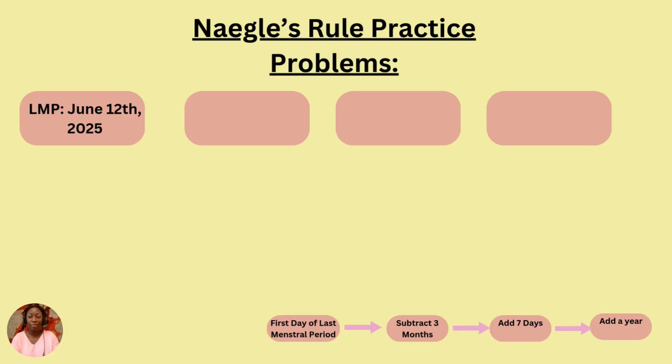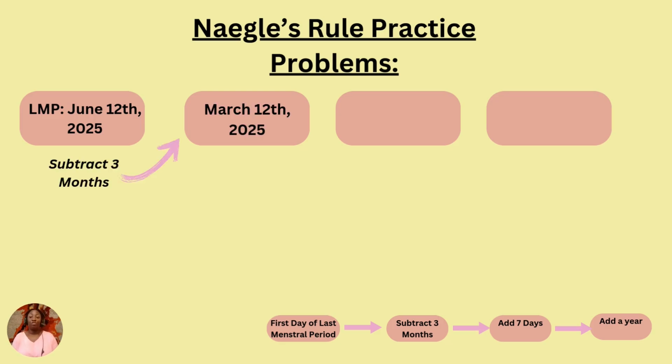The date that we're given as the first date of the last menstrual period is June 12th, 2025. Following the formula of Naegele's rule, the first thing that we're going to do to this is subtract 3 months from this date.